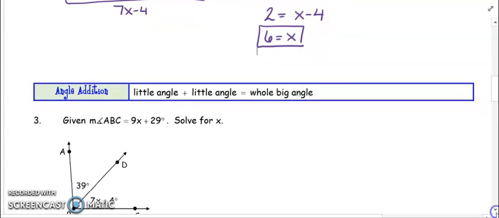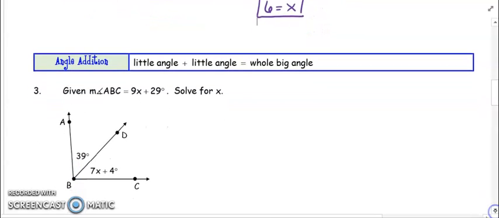All right, moving right along to angle addition, very similar to segment addition, that the little angle plus the other little angle is going to be equal to the whole big angle. So I'm going to let us know that angle ABC is equal to 9x plus 29. And then I have these two little angles here. I know that the two little angles added together will give me that 9x plus 29.